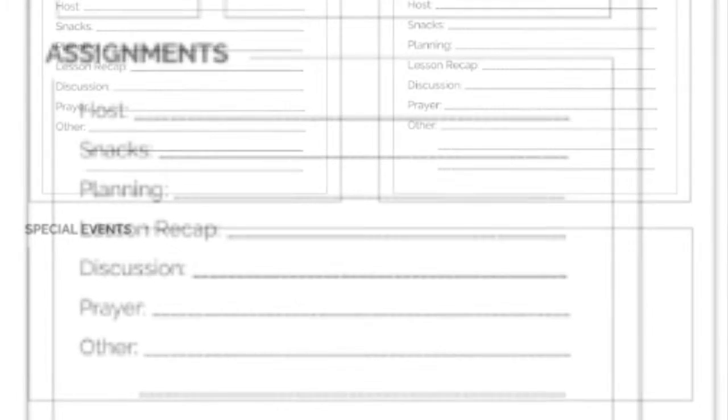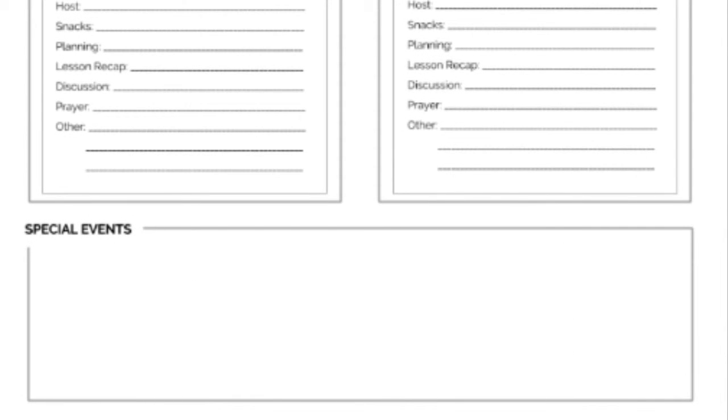And then at the bottom you see there's another box called special events. And as your group creates special fellowship or outreach events, you can record your plans here and then take note of who's going to be leading each element of those groups.